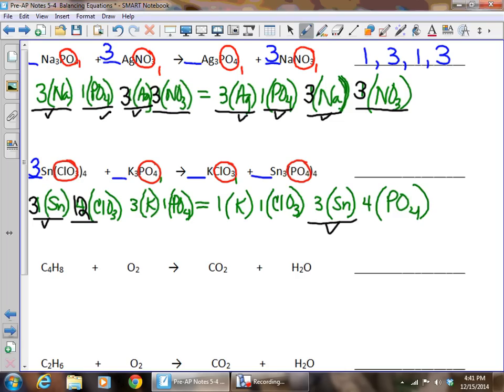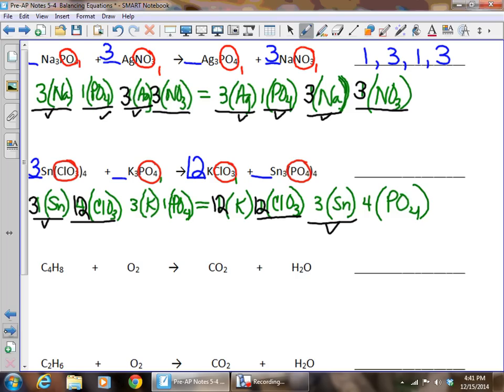Looks like I've got 12 chlorates here. I've only got 1 chlorate on the other side. So what am I going to have to do to fix that? Yeah, I'm going to put a 12 in front of this. Change whatever we just changed. That's going to make this a 12. It's also going to give us 12 chlorates. So my chlorates are good now.